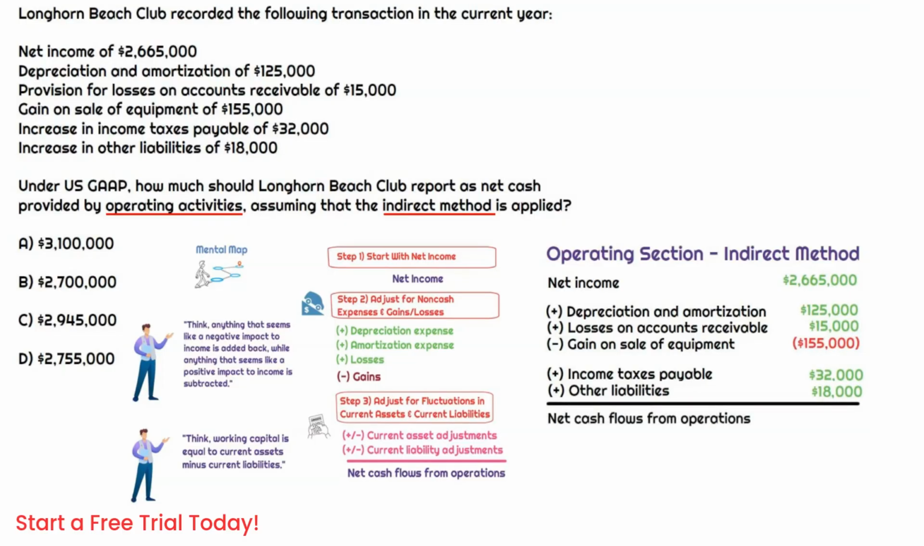Now that we've classified every item listed in the question, we're ready to calculate the net cash flows from operations, and that's going to sum to $2,700,000. So that's the correct answer.